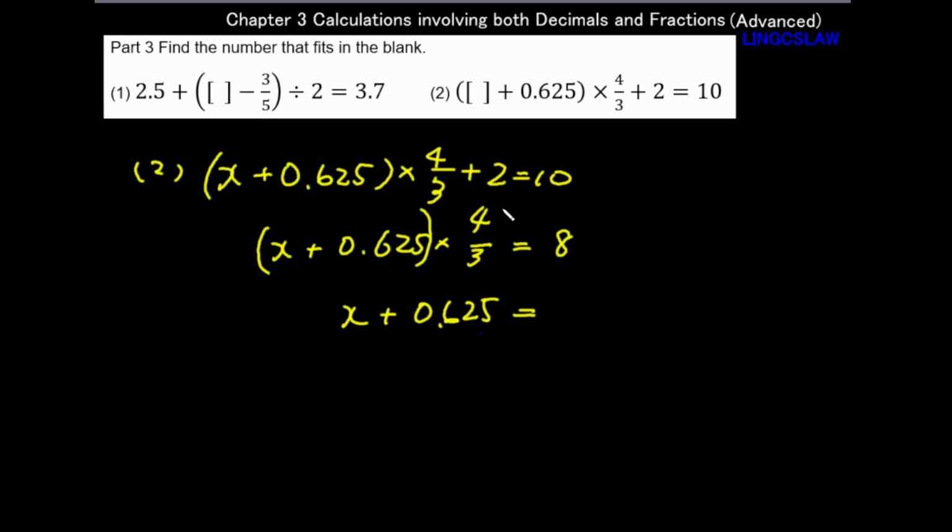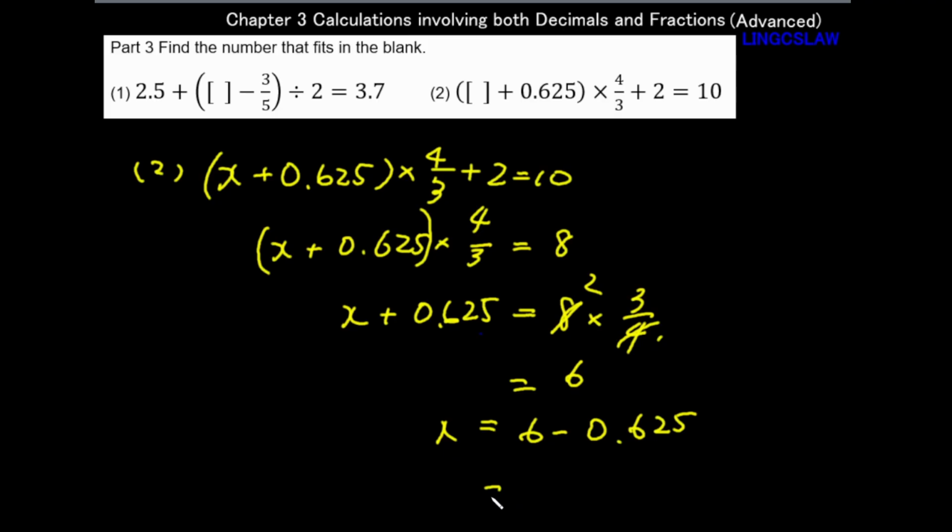So x plus 0.625, because I multiply this side by 3 over 4, these terms are cancelled. So just x plus 0.625, and this side 8 times 3 over 4 equals 2 times 3 equals 6. Now let's subtract 0.625 from both sides. So x equals 6 minus 0.625 equals 5.375. And this is the answer. Okay, let's go on to part 4.